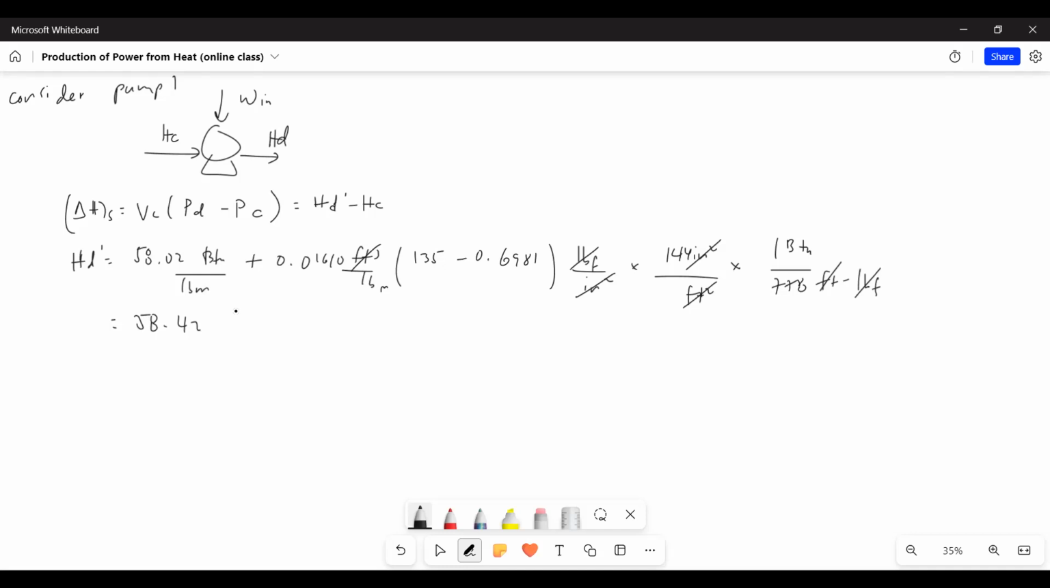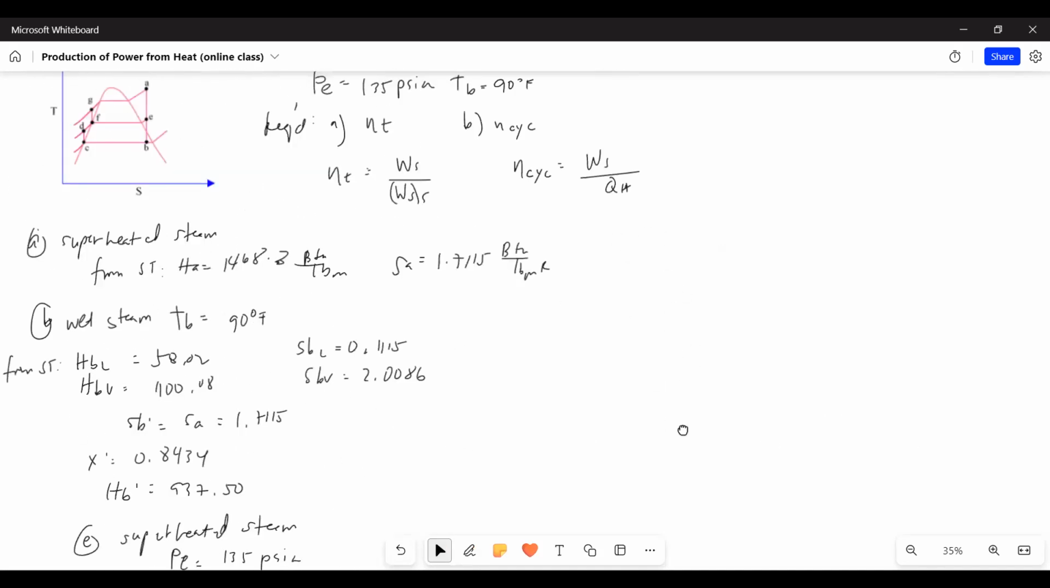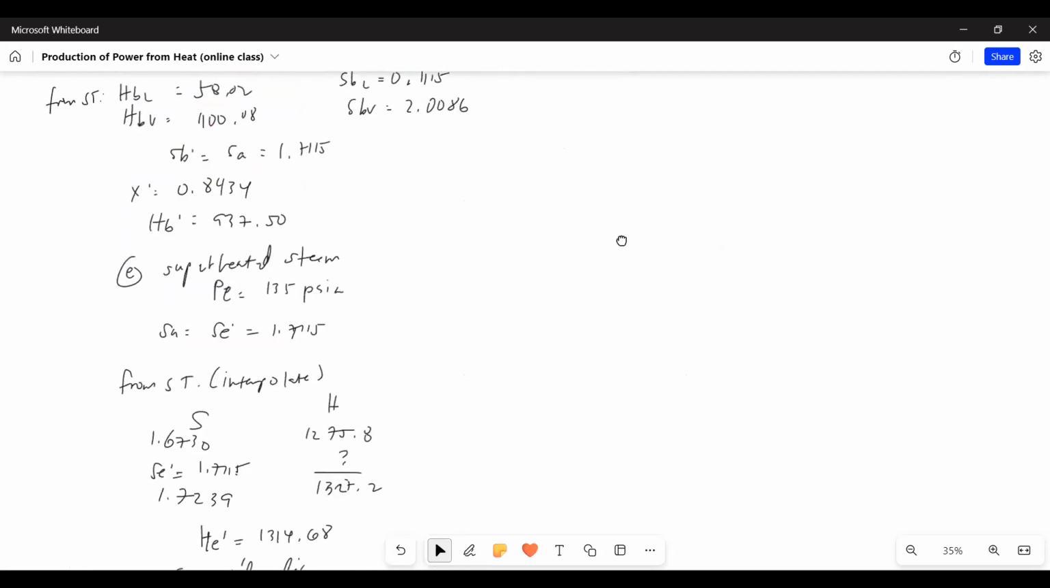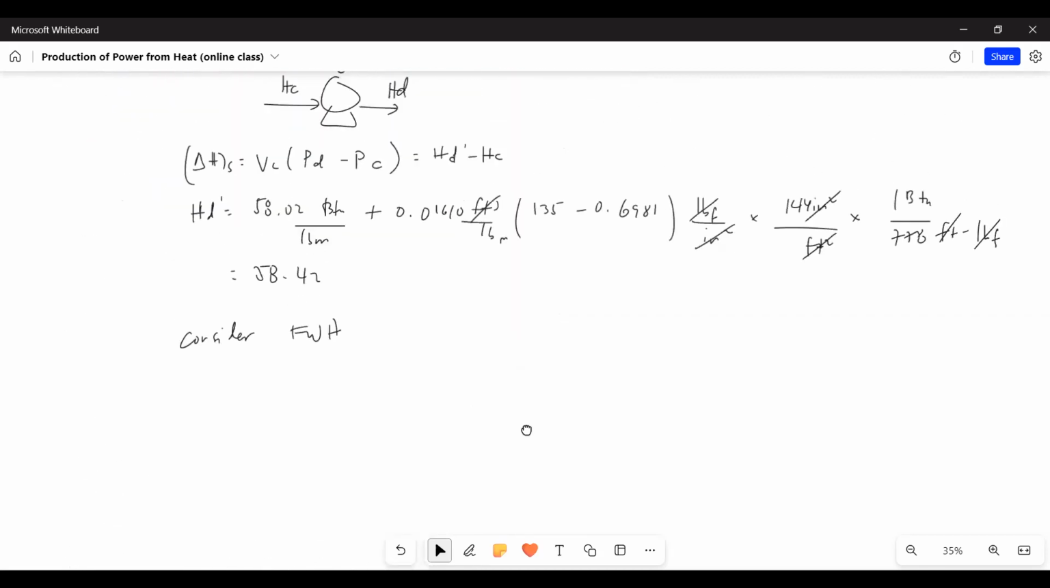So we consider the feed water heater. Next, we consider the feed water heater. So, saan siya? Saan siyang step? Ito, feed water heater. We do a mass balance here. Ito yung entry to the feed water heater. Okay. Consider the feed water heater. Let's draw that. Let's draw the feed water heater.